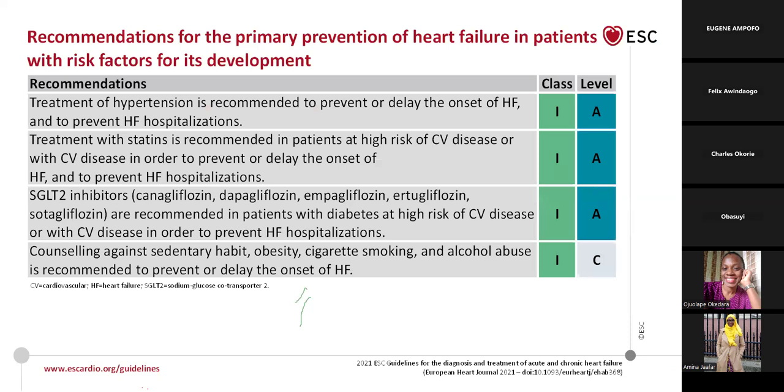Then for primary prevention of heart failure in patients with risk factors for its development, so a patient with diabetes, obesity, hypertension with a risk of developing heart failure, SGLT2 inhibitors canagliflozin, dapagliflozin, empagliflozin, ertugliflozin, and sotagliflozin are recommended in patients with diabetes at high risk of cardiovascular disease or with cardiovascular disease in order to prevent heart failure hospitalization. Interesting, it says prevent heart failure, but then this is heart failure hospitalization. So whether you can use it in heart failure, I'm not too sure. But with other indications, it was just dapagliflozin and empagliflozin that was mentioned.